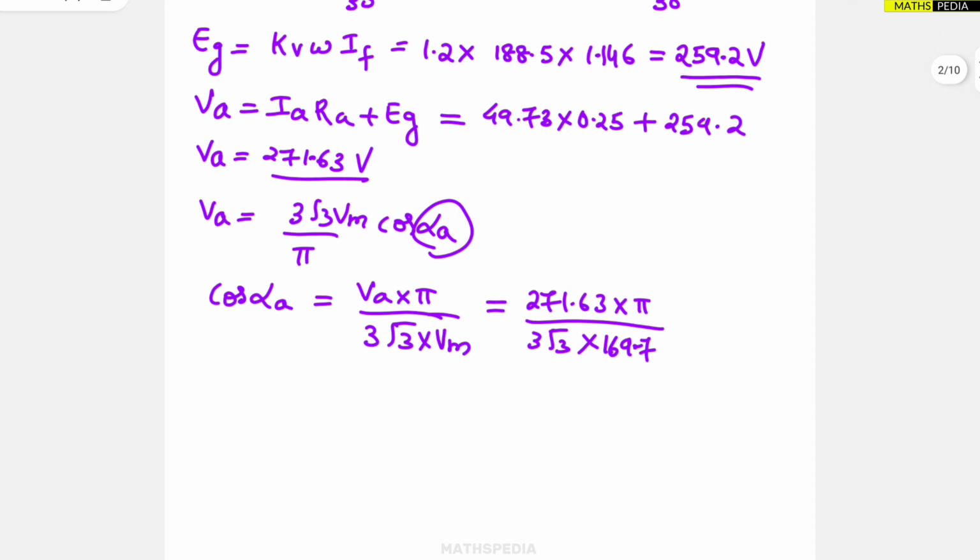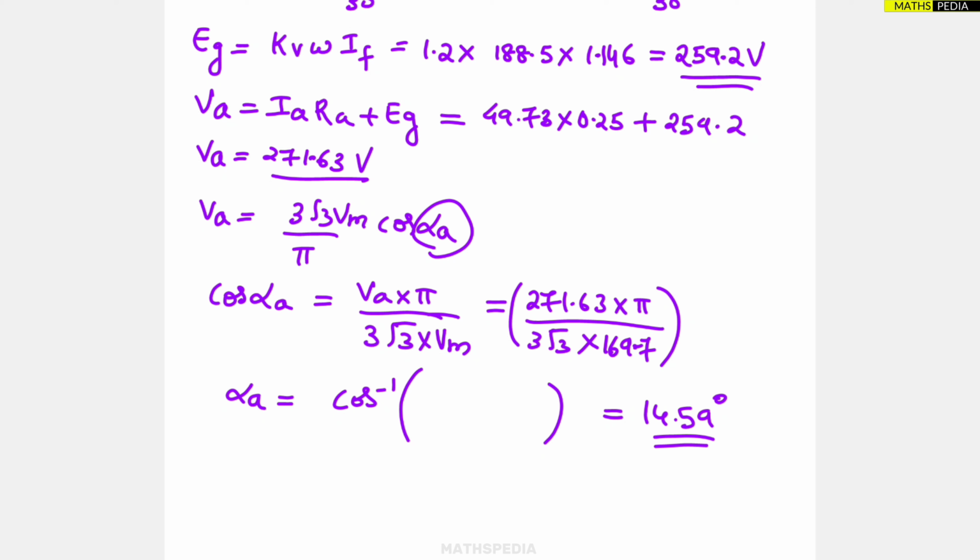So whatever this value is, you have to take the cos inverse of this entire thing. So you will be getting the final answer as 14.59 degrees. Whatever alpha you get is in degrees, not in radians. No need to change anything, directly you'll be getting it in degrees itself. So alpha A, the delay angle of the armature, we got.